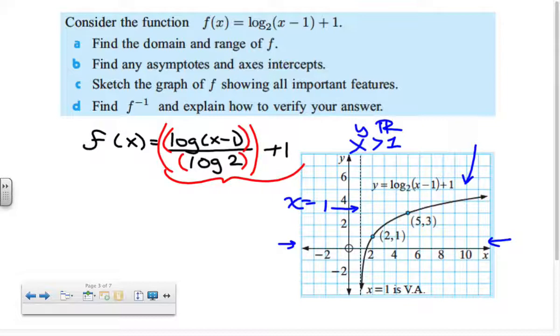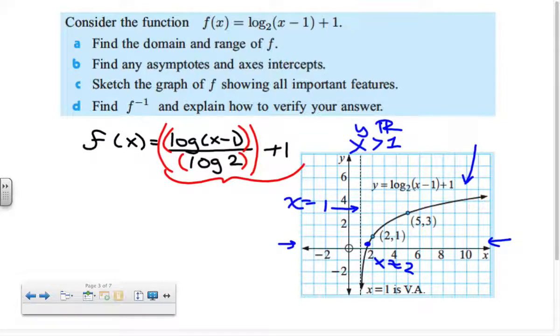Axes intercepts. You'll notice it intercepts right here. I'm off just a little bit on my smartboard. You'll notice here it crosses just under 2. Again, I'm not going to ask you to be exact here, so you could say that x is approximately 2. It's not quite. Then sketch the graphs, and find the inverse.